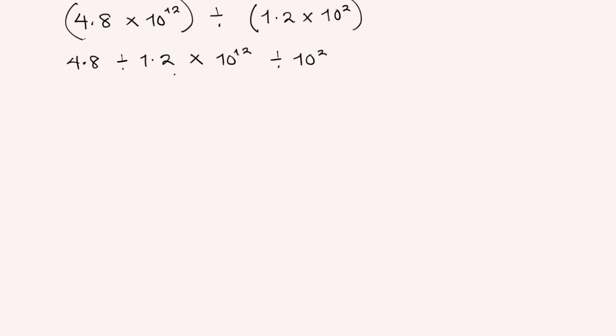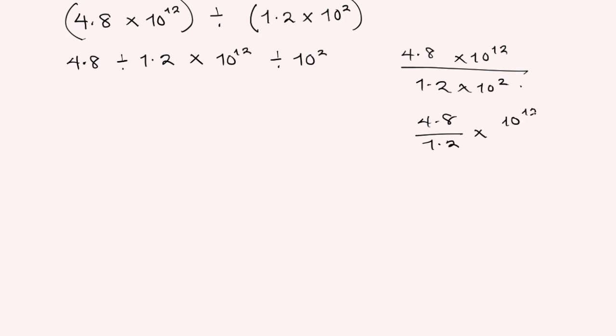Now, just for clarification, how did we get here? Imagine that we have 4.8 times 10 raised to power 12 divided by 1.2 times 10 raised to power 2. This is the same as saying 4.8 over 1.2 multiplied by 10 raised to power 12 over 10 raised to power 2. So 4.8 divided by 1.2 is what we have here, multiplied by 10 raised to power 12 over 10 squared is what we have here. I hope that's clear, so I don't have to explain that in subsequent solutions.